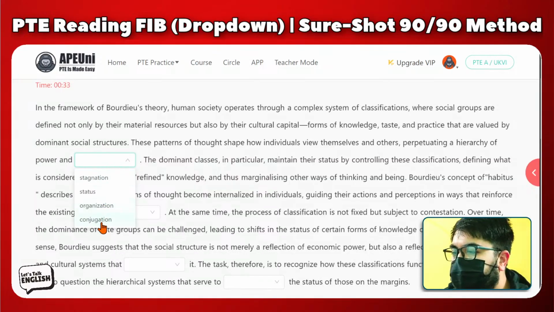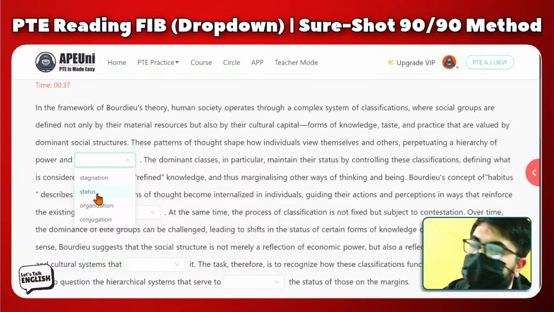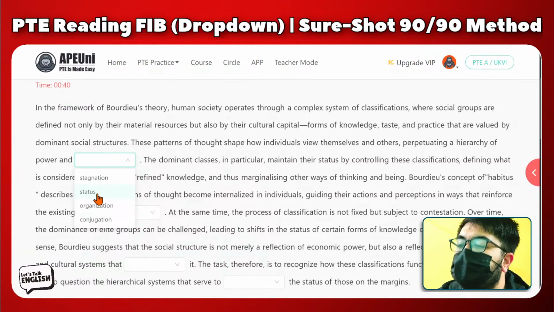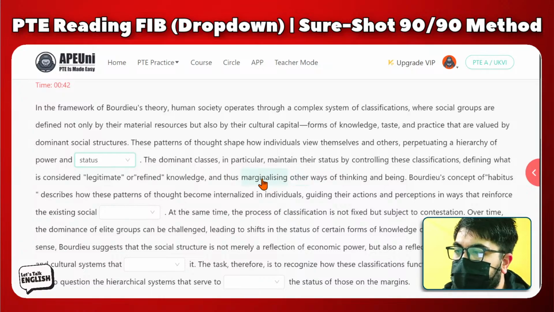Stagnation, no. Organization, no. Conjugation, I don't know the meaning here. Status, power. With power, you use influence and status. The dominant classes, in particular, maintain the status, controlling what is legitimate. Bourdieu's concept of habitus describes guiding their actions that reinforce the existing structure.